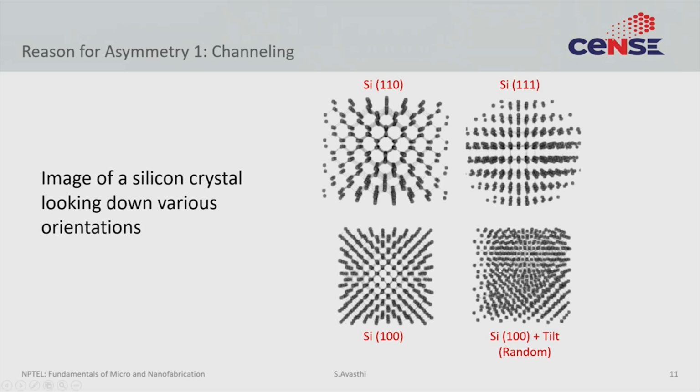In the extreme case, you can take this 100 and give it some random tilt, and then you start to see that these holes completely disappear because the atoms are not aligned one behind the other. You actually see a much more dense face of silicon.